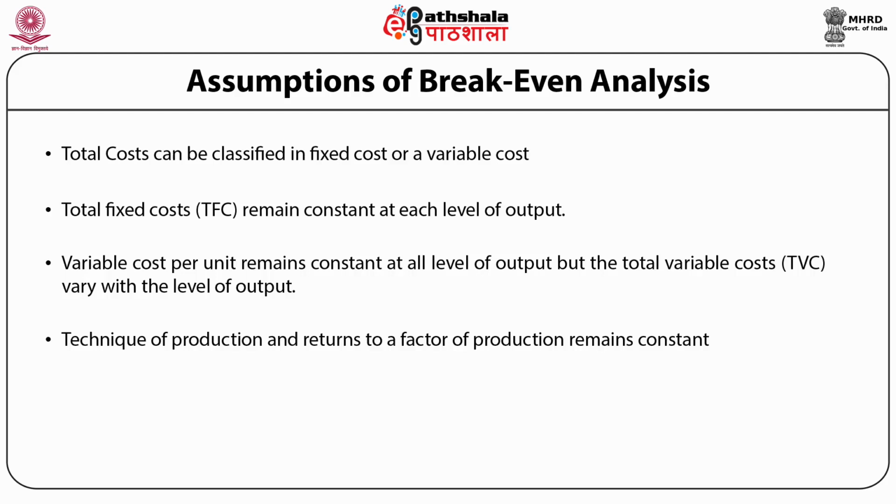The third assumption is that the price of the output of the firm, or the selling price, also known as the average revenue, remains constant. Thus, change in total revenue and the total output is at a constant rate. The next assumption is that the volume of output of a firm and the volume of sales are identical. That means when we talk about volume of output, it means volume of sales.